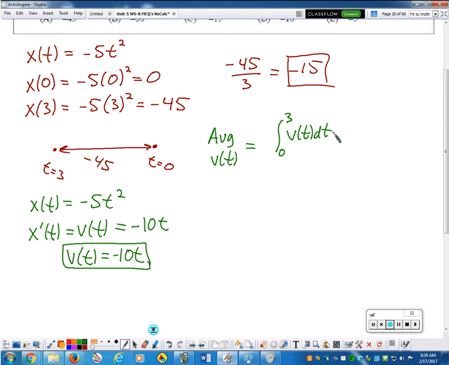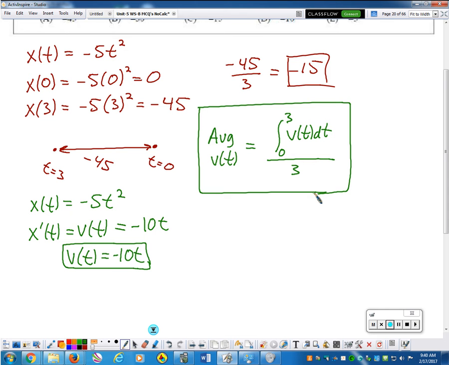Do not check out on this one. You need to see this. It's going to show up again. It's a really good question. You integrate the velocity, and then you divide by the width of the integral. So we divide by 3. If this box right here doesn't make sense, that's fine. There's no shame in that. But does that make sense? If I want to find the average velocity, that green box will find it.